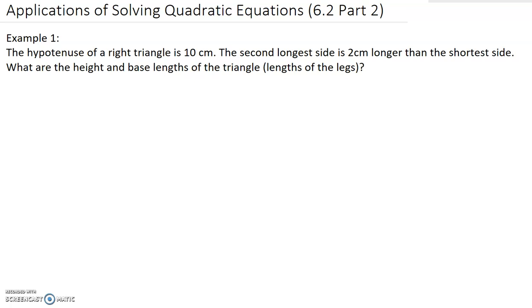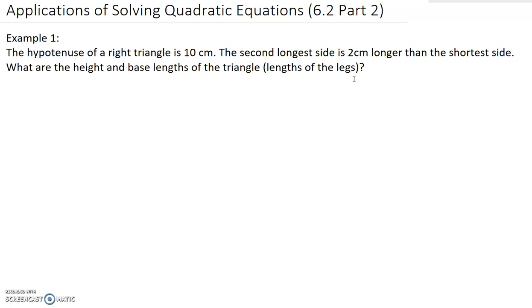Hi everyone, this video is on applications of solving quadratic equations, section 6.2. It's a second lesson. This first example says this: the hypotenuse of a right triangle is 10 centimeters. The second longest side is 2 centimeters longer than the shortest side. What are the height and base lengths of the triangle, the length of the legs?